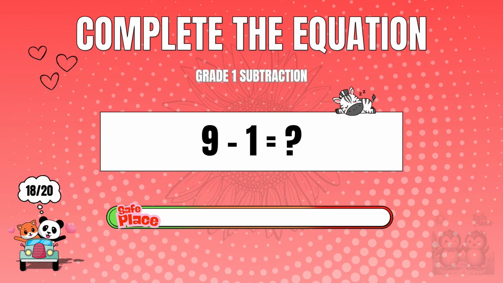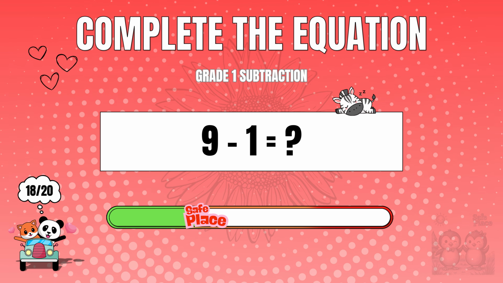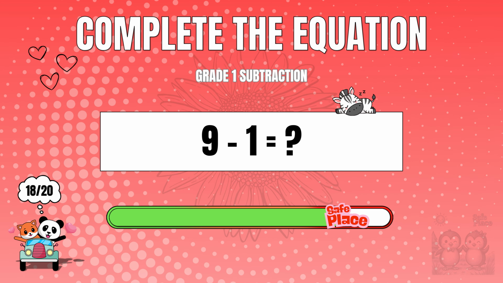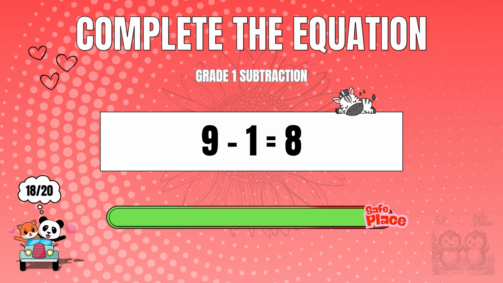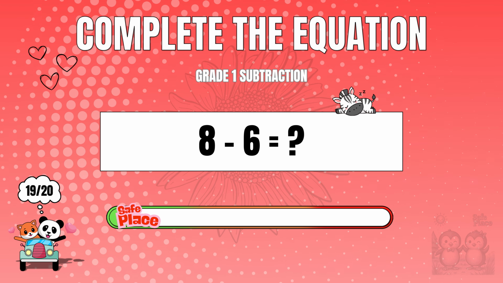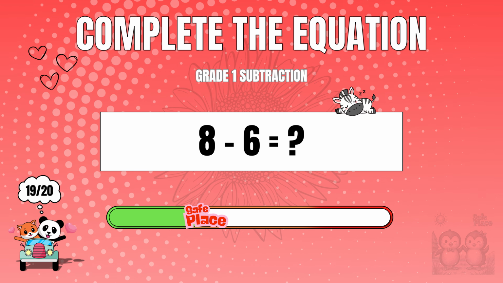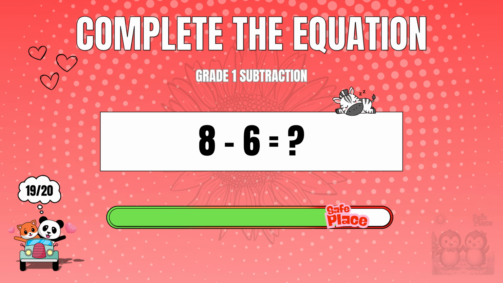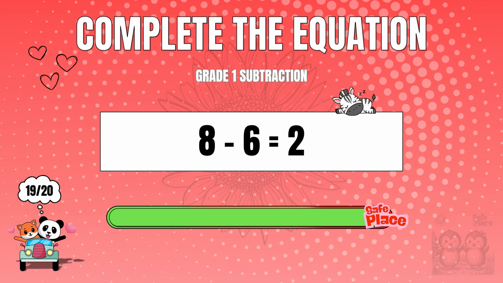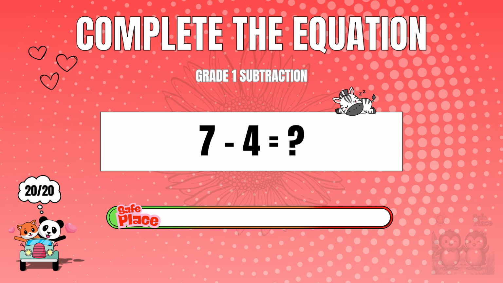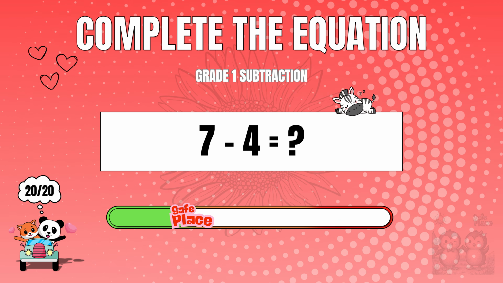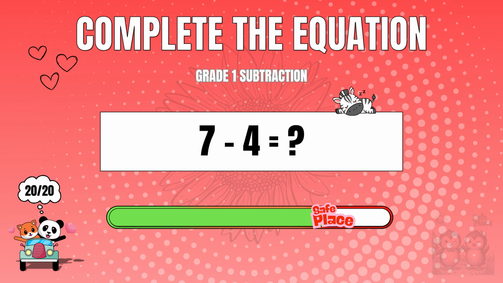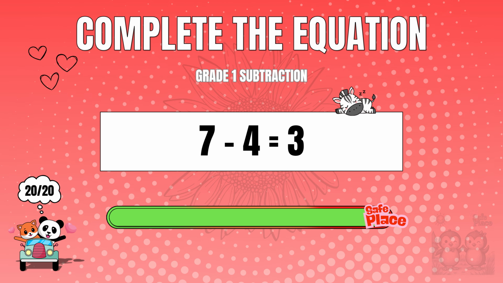What is 9 minus 1? Three, 2, 1. Correct. 8. Second to last, 8 minus 6. Three, 2, 1. That's right. 2. And here comes the last one. 7 minus 4. Three, 2, 1. Final answer, 3.